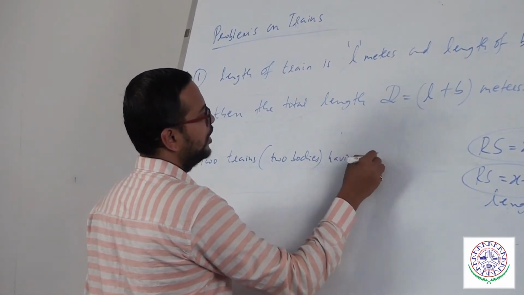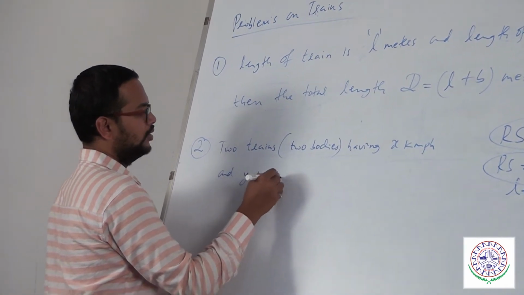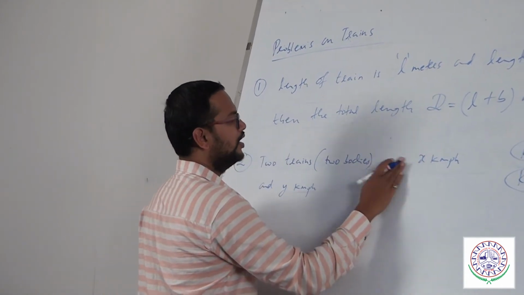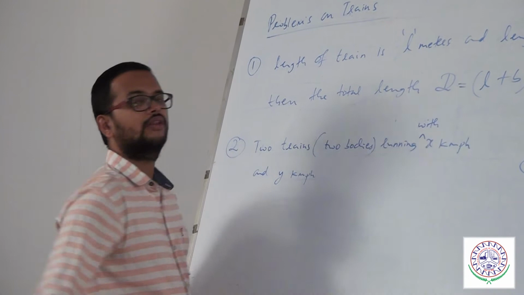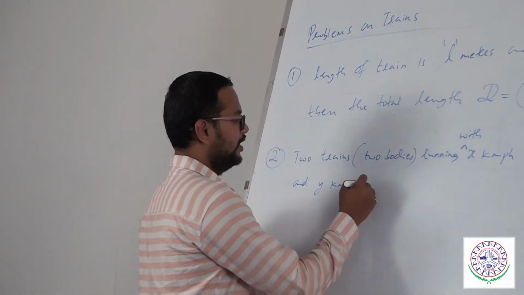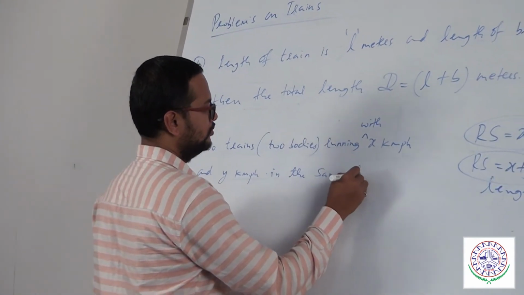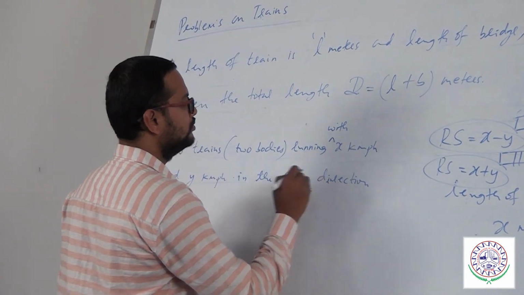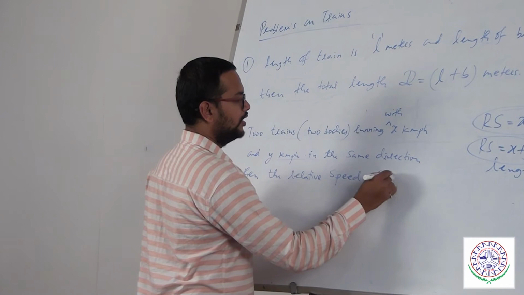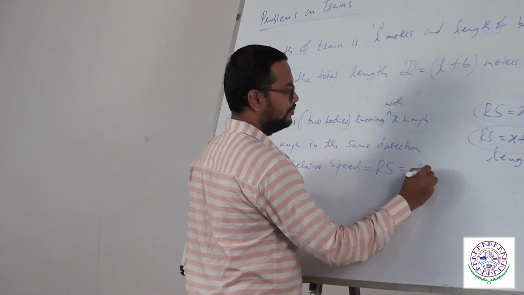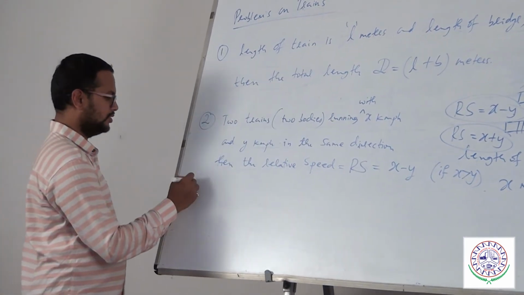running with x kilometers per hour and y kilometers per hour in the same direction, the relative speed, RS, is equal to x minus y, but the condition is that x is greater than y, otherwise you have to do y minus x. Clear?